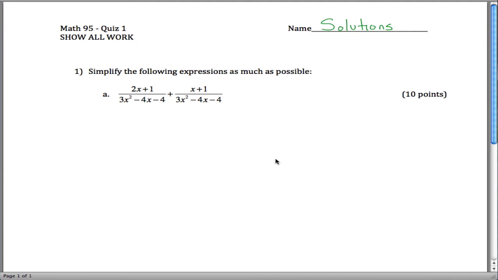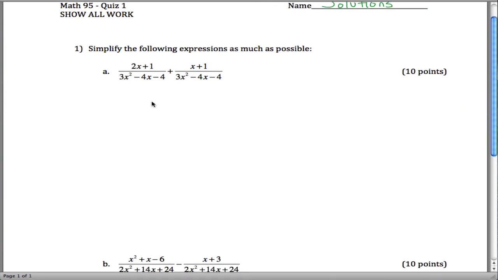Our solutions to quiz 1 for Math 95. So what we're given are two rational expressions here. Kind of look like fractions, but they're polynomials on the numerator and the denominator. And the nice thing about 7.3, the section this came from, is we'll always have the same denominator. 3x squared minus 4x minus 4, same thing over here.